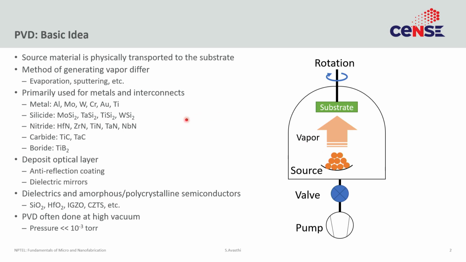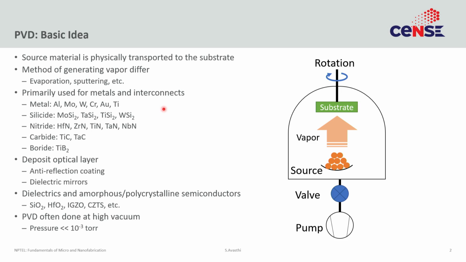But primarily we use these to deposit films that are not of electronic quality, so we do not care about the crystallinity, orientation, etc. So metals, silicides, nitrides, polycrystalline thin films of various forms are often deposited through this technique. We also deposit optical films. So supposing you want an anti-reflection coating in your solar cell, or you want some dielectric mirrors in your photonic devices, for that also you can use physical vapor deposition.